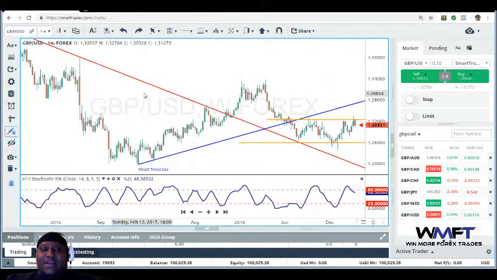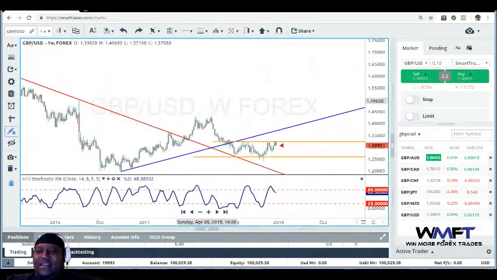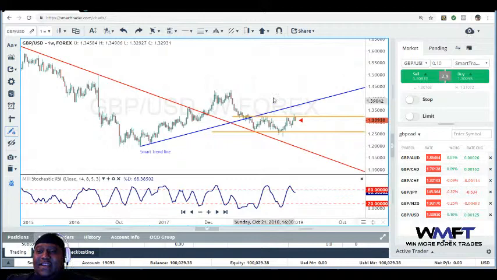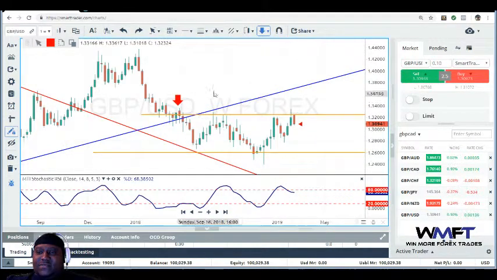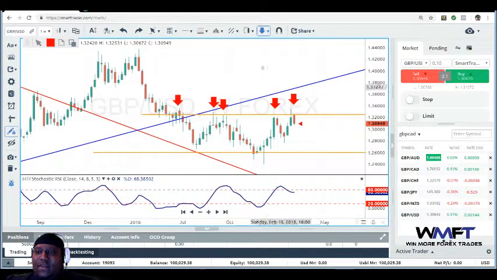Alright, Great British Pound, United States Dollar, we got the downtrend line. Market broke that downtrend line, and we got this uptrend line. The market broke that uptrend line back into the sell zone. Now we have consolidation. Market has been moving sideways from breaking back into the sell zone. So with that being said, all we're going to do is sell these resistance points, and we're going to buy support. Just keep it simple. That's it.